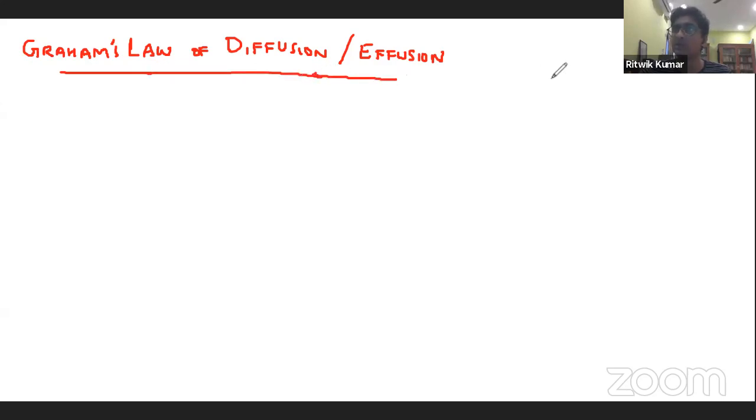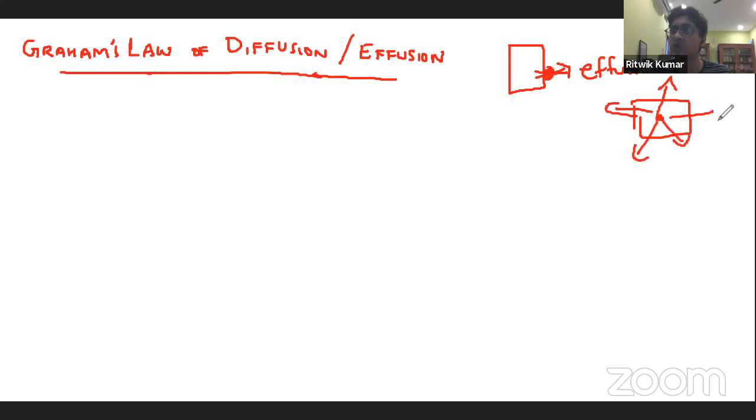Whereas effusion is when you have a container in which your gas is there and you poke a small hole through one surface of the container. The way in which the gaseous molecules exit this hole, that process is known as effusion. Is the difference clear? Diffusion is when you open the container completely and the gas molecules spread, whereas effusion is through a small hole. But the laws related to diffusion and effusion follow the same mechanics, at least at this level, that's enough.